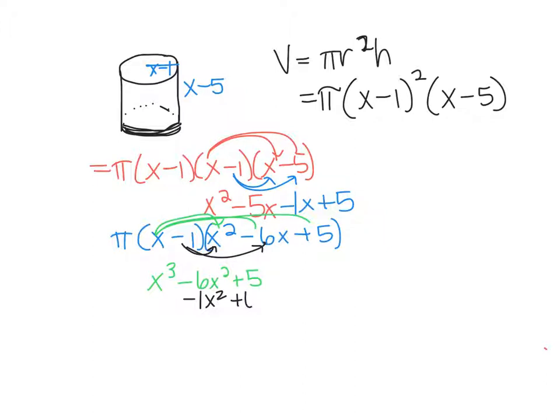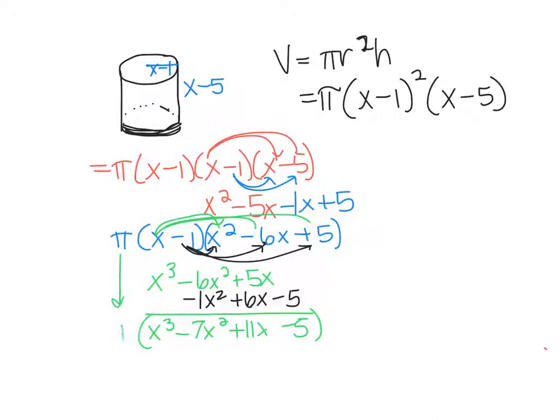So we get positive 6x. Looks like I've made a mistake here. I'm going to have to go back and fix that. Minus 5. Okay, so I just noticed when I was writing 6x here that I failed to write the x with my 5. That came from x times 5, so it most definitely should have been 5x. Okay, so total those up. That's x to the third minus 7x squared plus 11x minus 5. And all of that was multiplied by pi.